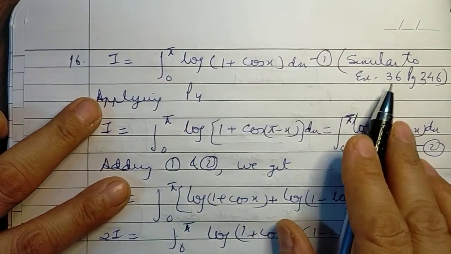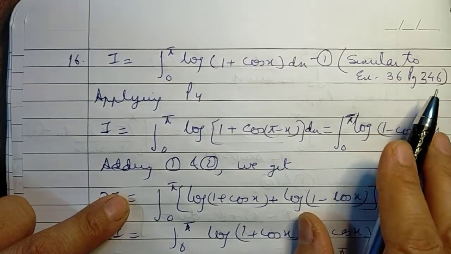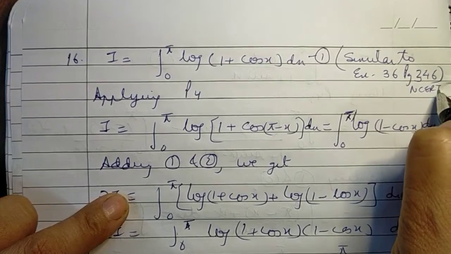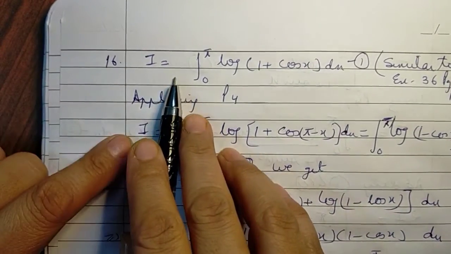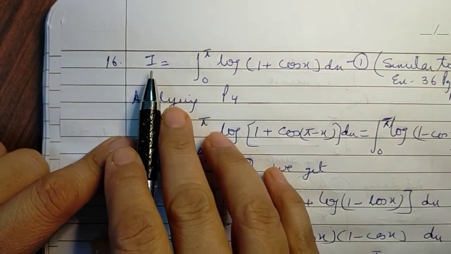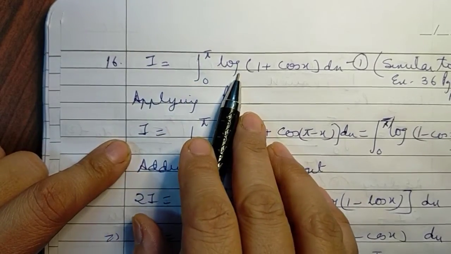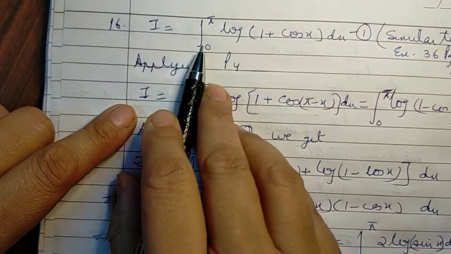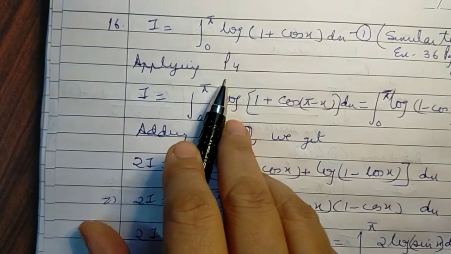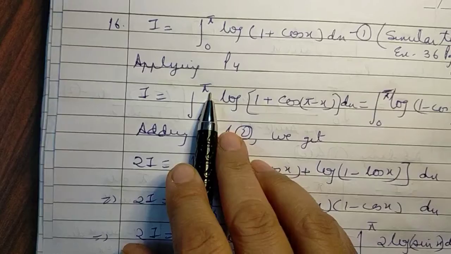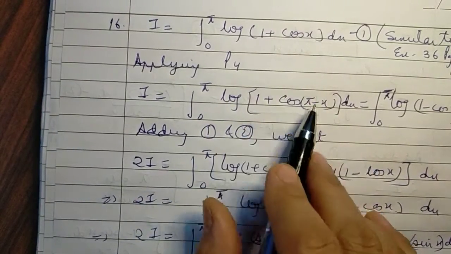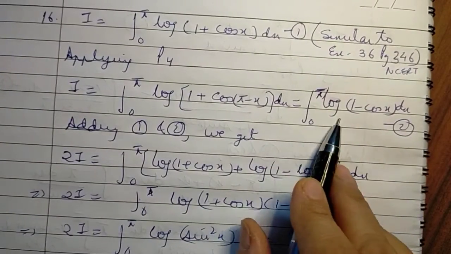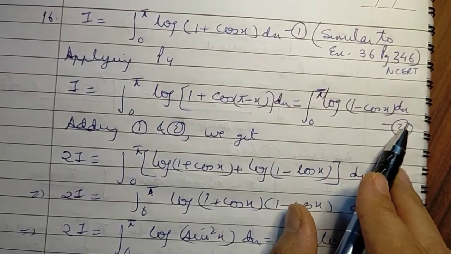It is similar to the solved example 36, which is on page 346 of the NCERT. Right, now let's start with this question. I is equal to integral 0 to pi log of 1 plus cos x dx. Again 0 to a form, so we apply P4. What do we get? 0 to pi log of, now we know that cos of pi minus x is minus cos x, so we get 0 to pi log of 1 minus cos x dx.